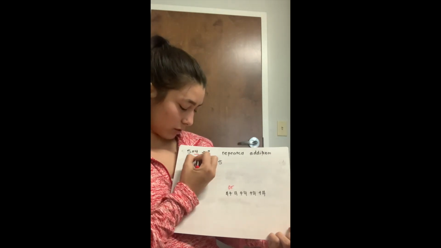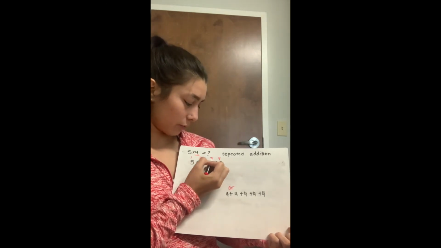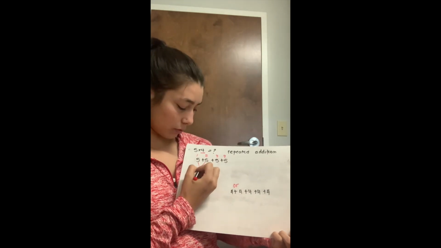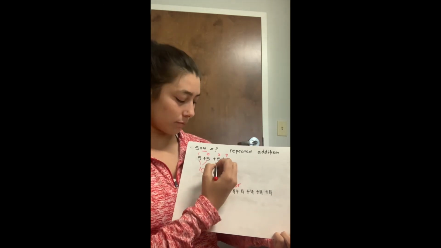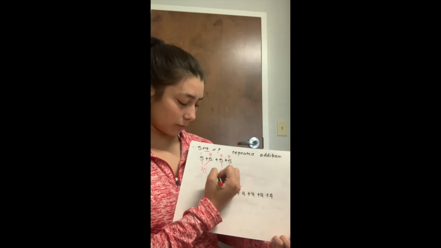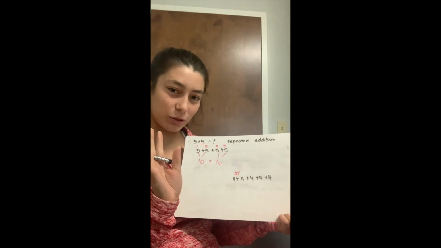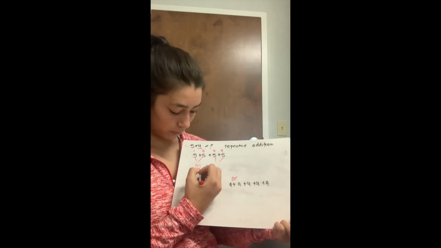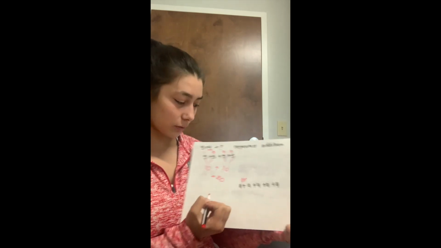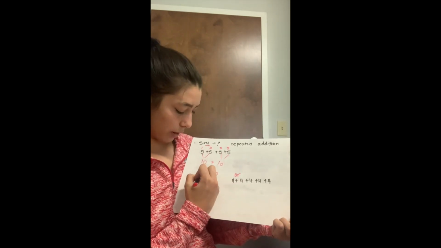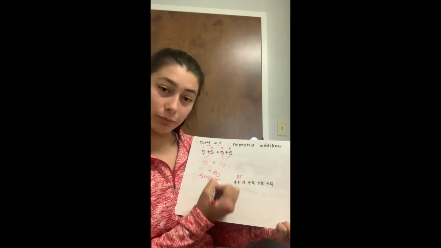So 1, 2, 3, 4. So 5 plus 5 is 10, right? 5 plus 5 is 10. What's 10 plus 10? You can count them on your fingers. 20, that's correct. So we know 5 times 4 equals 20.